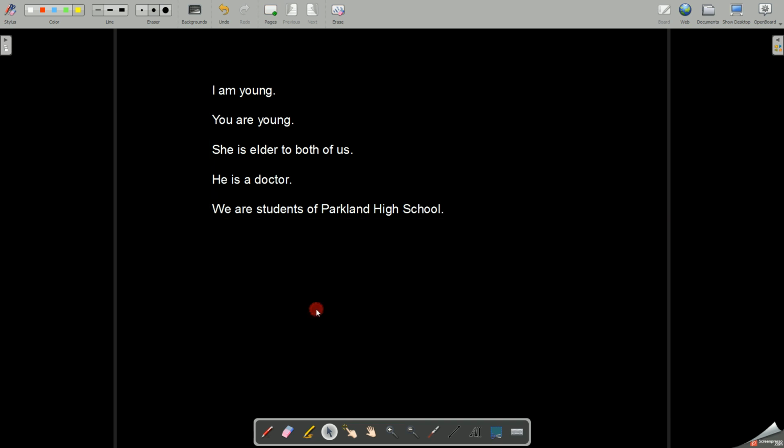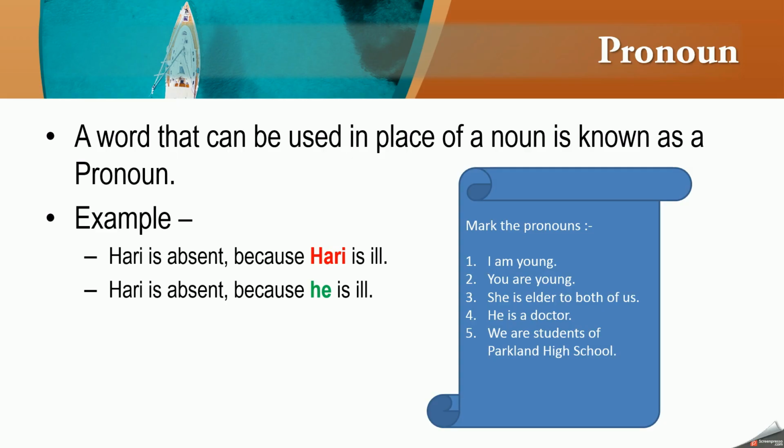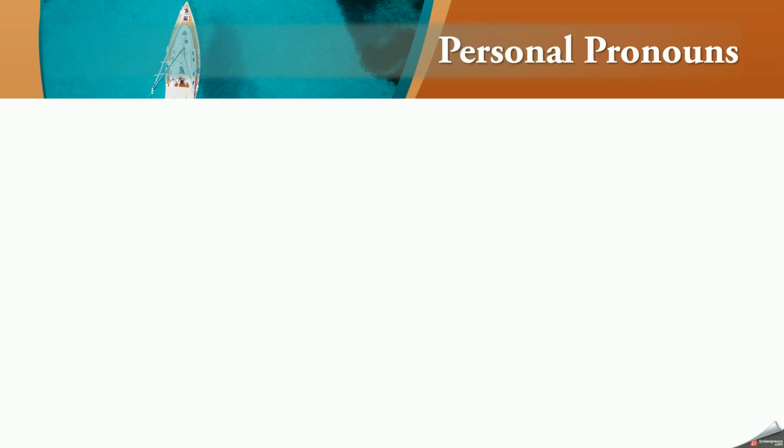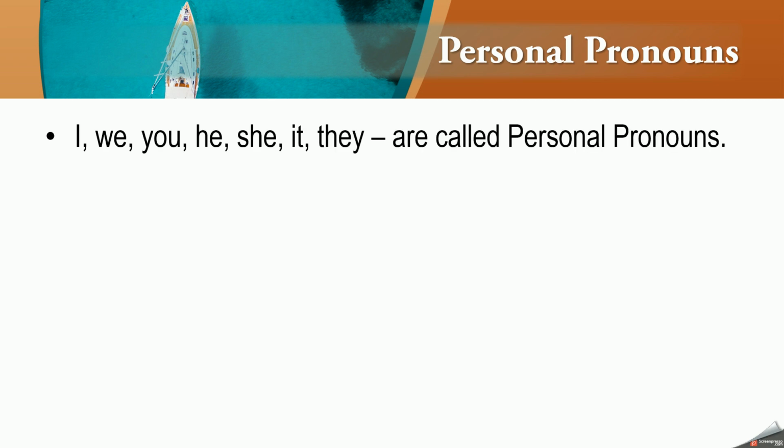So in all these sentences, you can easily spot the pronouns I, you, she, us, he, we. So these all are pronouns. Although over here, us is a different type of pronoun, which we will learn in the subsequent lessons. Coming to the next, we have first of all personal pronouns: I, we, you, he, she, it, they. These are all called personal pronouns.